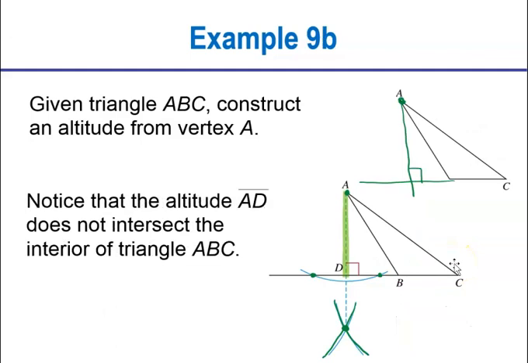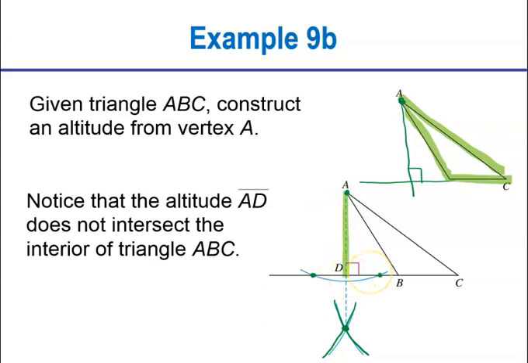Notice this one, the altitude was outside the triangle. And what kind of triangle are we looking at? So if I'm going back and looking at my original triangle right here, you would go, oh, that's an obtuse triangle, right? This angle is over 90 degrees, so that's an obtuse triangle. Well, maybe when you find an altitude of an obtuse triangle, it's going to come outside of the triangle.